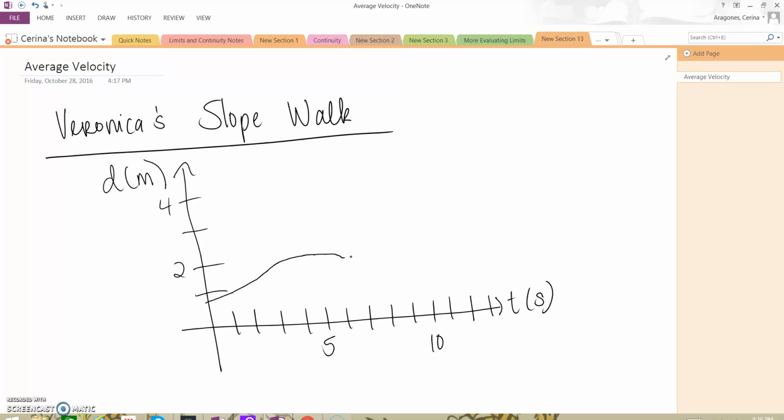Here, and then she decreased in distance, started walking back to the motion detector, and then started walking away again, and then stops walking a little bit. Okay, so there were a few questions involving her distance time graph that you were supposed to answer.